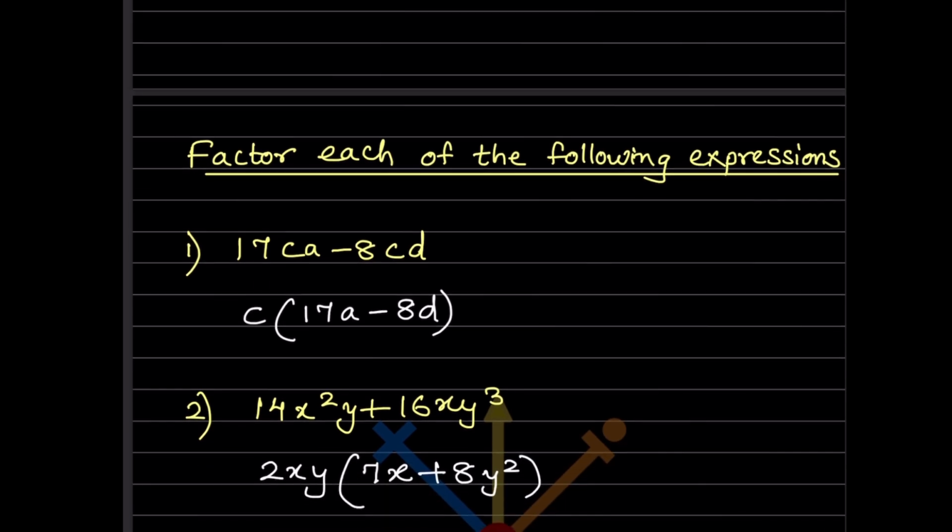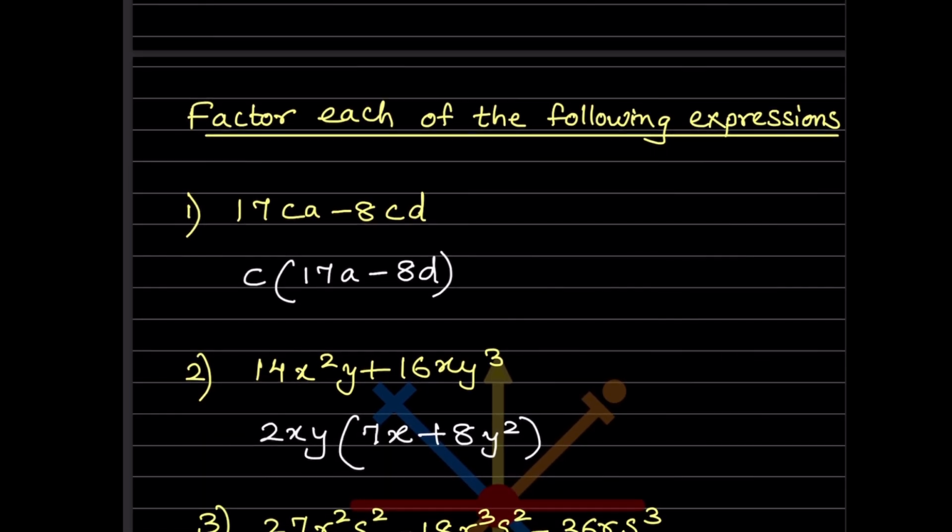So now let us see how to factor the expressions. Now this is the first term and this is the second term. What we can see from here, what is common here, we can see c. So what remains in the bracket is, for the first part, c is outside, so we can write here 17a, this minus as it is. From here c is already over here, so what we can write here is 8d.